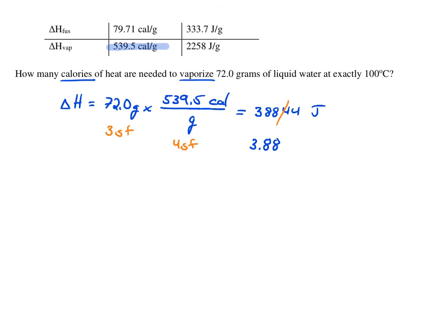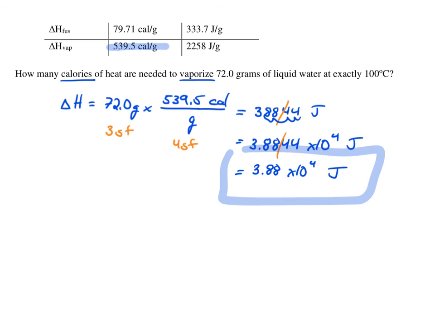This is 3.8844 times 10 to the 1, 2, 3, 4th power. Now we can round off to 3 sig figs. We end up rounding down, 3.88 times 10 to the 4th joules. And that is our final answer.